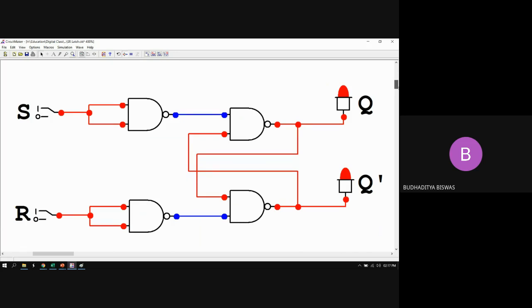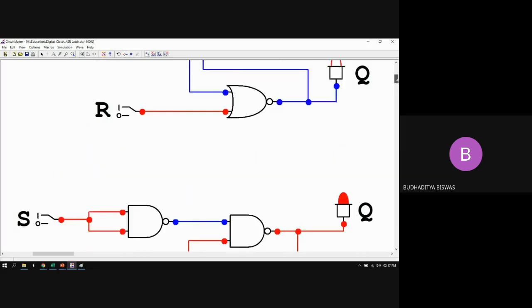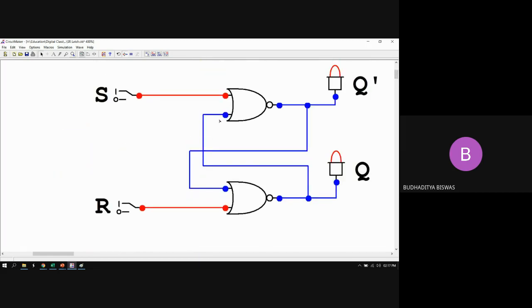So in case of the NAND gate, when I give both the inputs 1, 1, both the outputs come to the same state, 1. And in case of the NOR gate implementation, when I give both the inputs 1, both the outputs come to the 0 state.